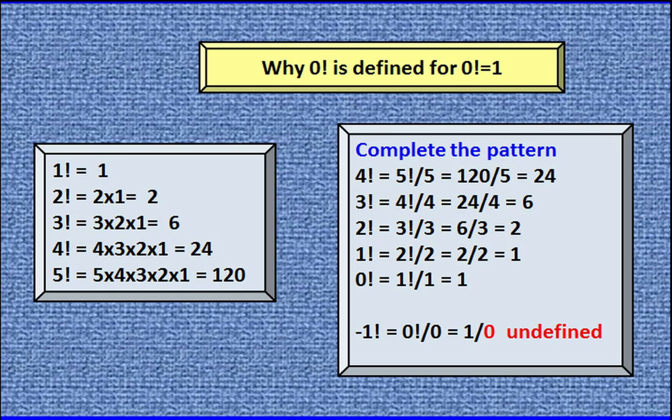1 factorial is equal to 2 factorial divided by 2, which is equal to 2 divided by 2, which is equal to 1. Therefore, if we continue the pattern, it seems like 0 factorial should equal 1 factorial divided by 1, which is indeed equal to 1. Now we reach a point where using the pattern breaks down. Following the pattern, minus 1 factorial would be 0 factorial divided by 0, which would lead us to believe that minus 1 factorial is 1 divided by 0, which cannot be justified in any reasonable argument.